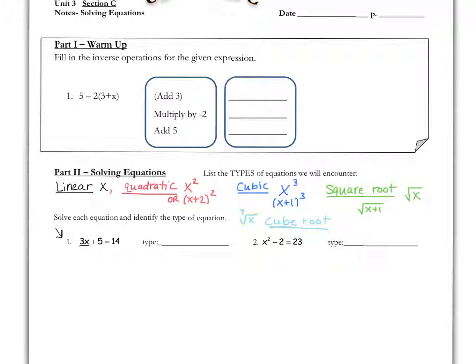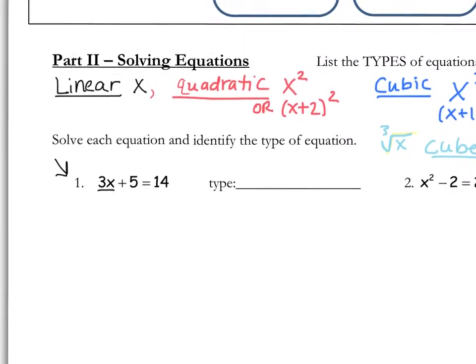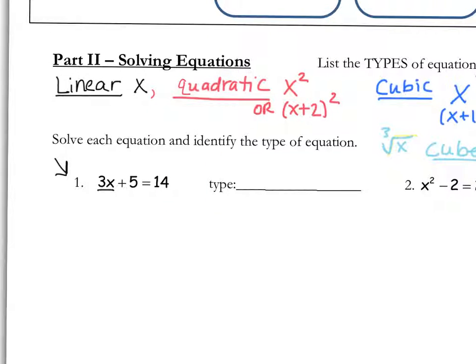So we're going to start right away with doing some solving. So like I said before, this is a linear equation number 1. And we know it's linear because there's just an x. So when it says type, we're just going to write down linear. Now solving for x, you guys have solved problems like this before. At least a lot of you have. So you can do it traditionally or you can use the chart.